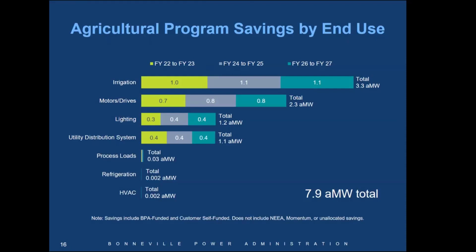The agricultural sector is one of our smaller ones from total reported savings, but it is an important one, especially for those service territories where it represents a significant portion of the load. So at just 8 average megawatts over the course of the 6-year time frame. The bulk of those savings occur within the irrigation end use with motors and drives. Again, a lot of those motors and drives directly related to delivering water where it's needed. Lighting and utility distribution system round out end uses where we see and forecast significant opportunity within the agricultural sector over the 6-year time frame.